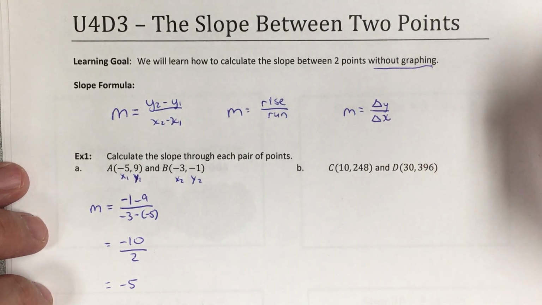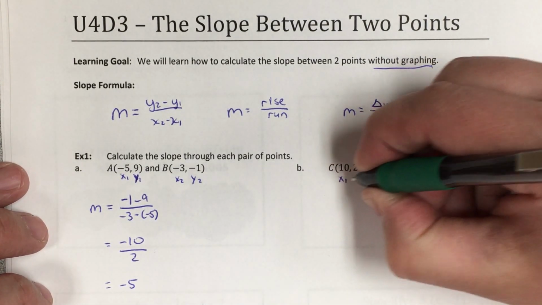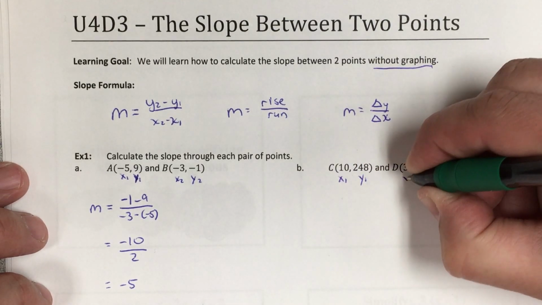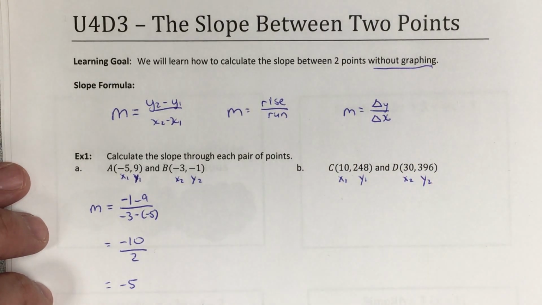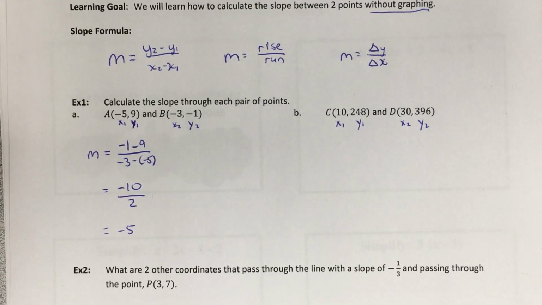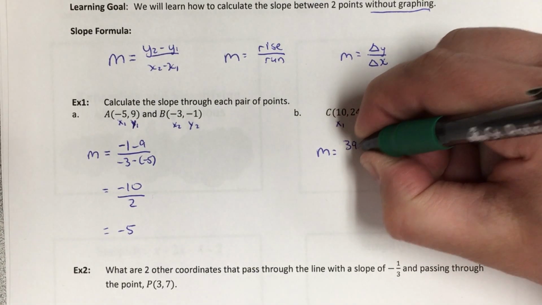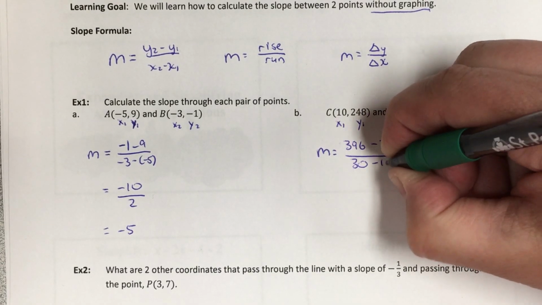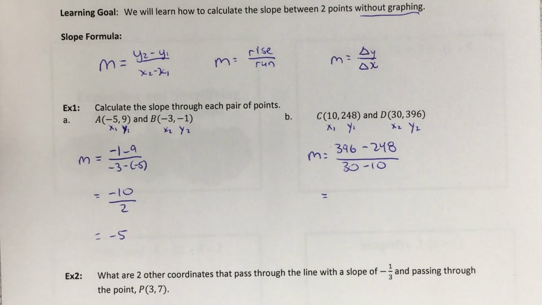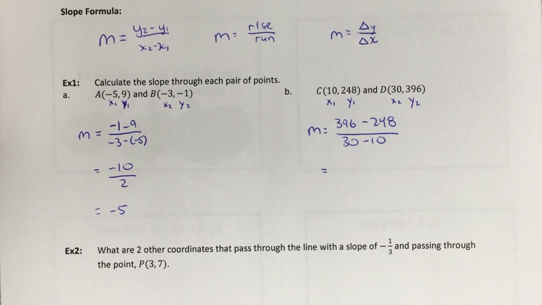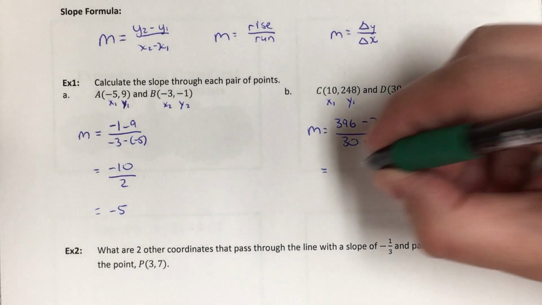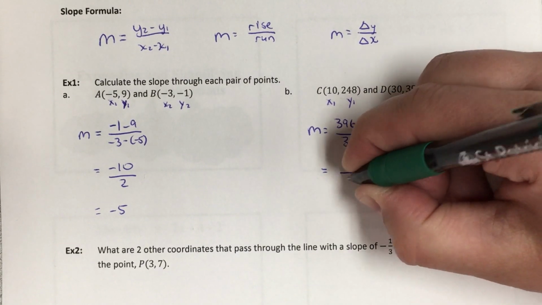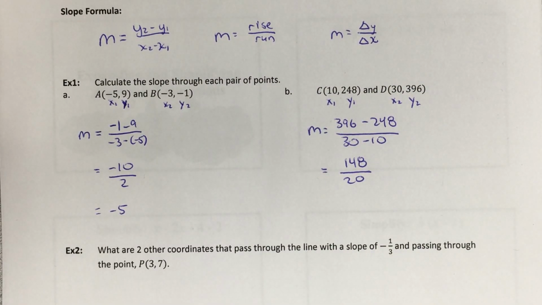Take a minute, do the same thing with the next one, with part B. And when you're ready, unpause it, and you can see what the solution is. Slide up here a little bit. So when you press play again, you're going to have 396 minus 248 over 30 minus 10. Didn't bring a calculator with me, so I'm going to have to do this mental math-wise. So I think that's 148 over 20. I think that's right. And then reduce it.